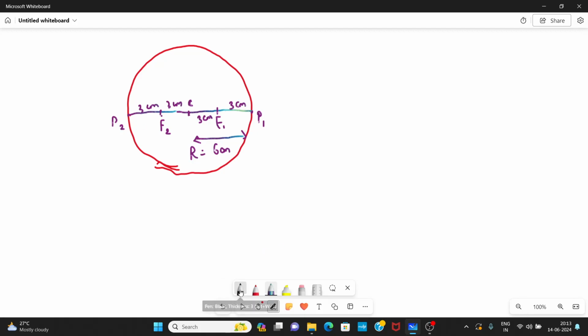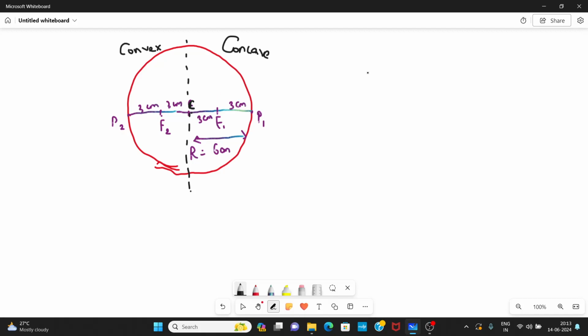Now again dividing the circle into half. This is your what is it? Concave or convex? Yes, very good. Convex, and this is your concave. Now all these measurements, 6, 3 and all, I'm just giving as an example for you to understand, right? So this is C, center of curvature. So the mirror has the center of curvature.